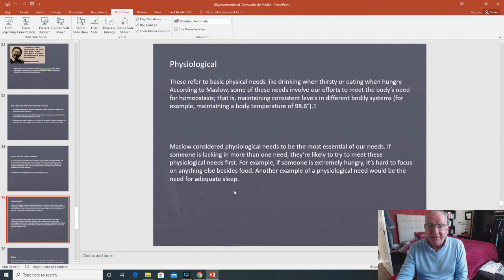Maslow considered physiological needs to be the most essential of our needs. If someone is lacking in more than one need, they're likely to try to meet these physiological needs first. For example, if someone is extremely hungry, it's hard to focus on anything else besides food. Another example of physiological needs would be need for adequate sleep.